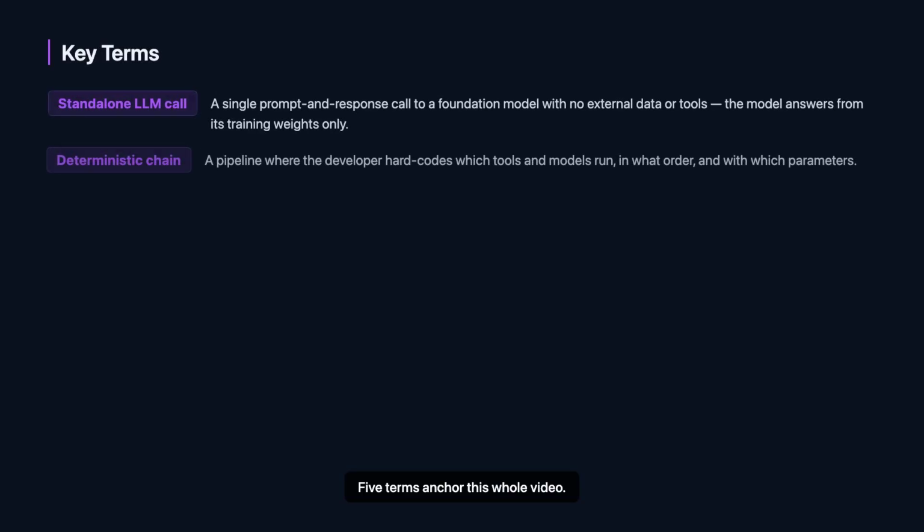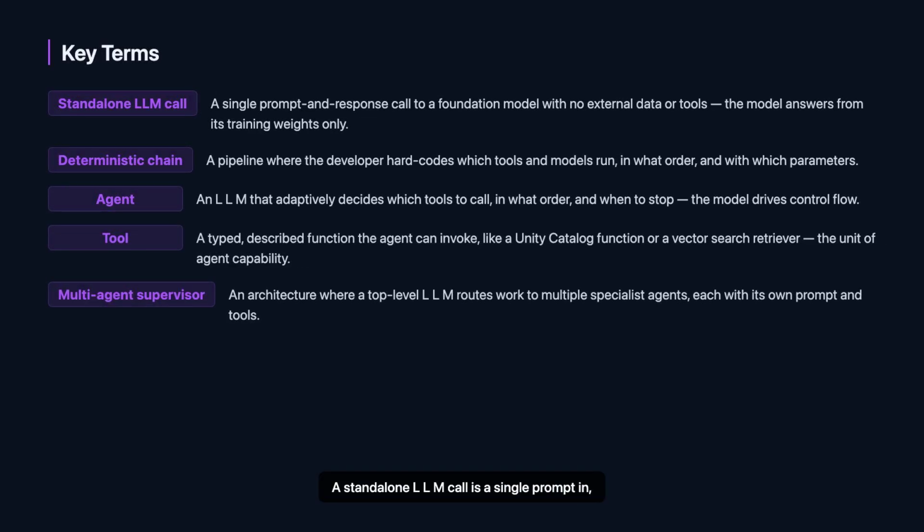5 terms anchor this whole video. A standalone LLM call is a single prompt in, single answer out, with nothing else attached. A deterministic chain is a pipeline where you, the developer, decide the order of steps. An agent is the opposite. The LLM itself decides which tools to call and when to stop.